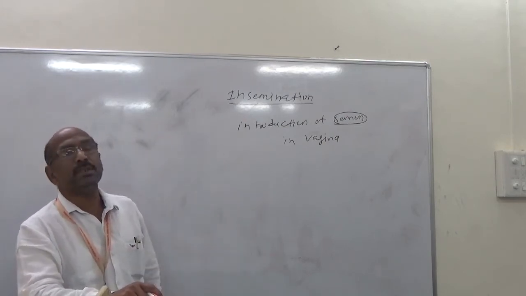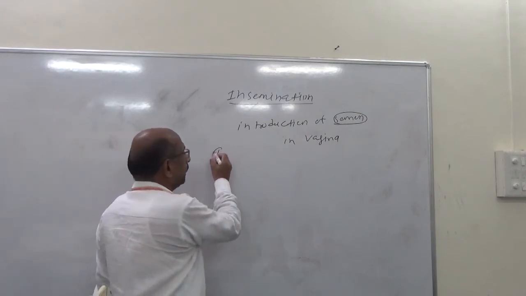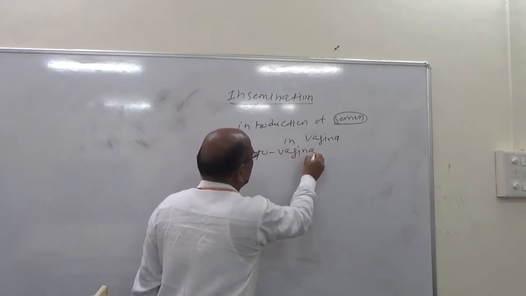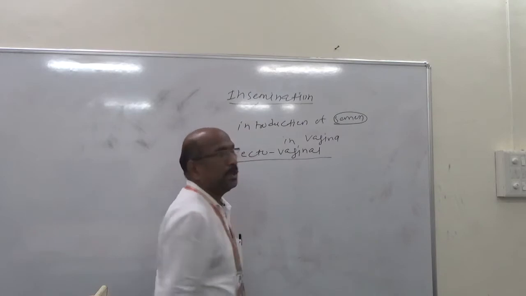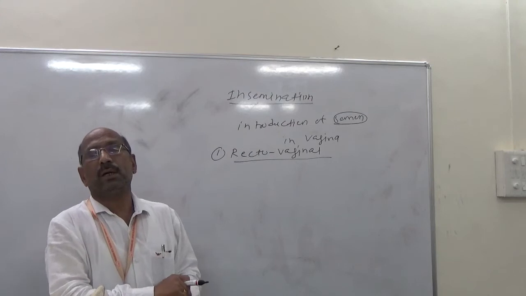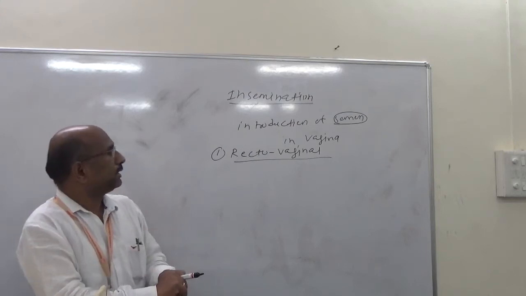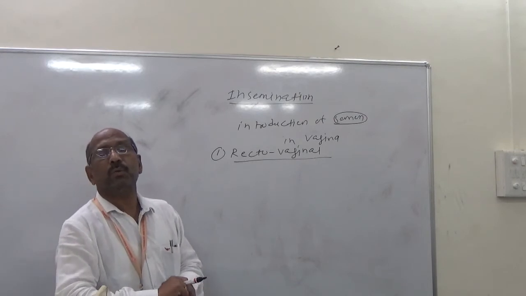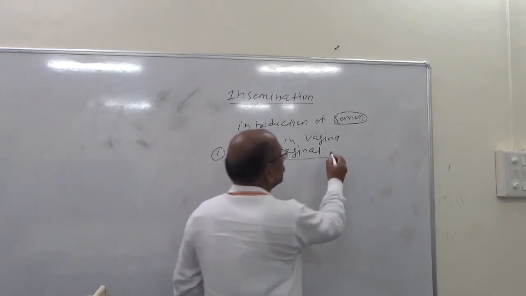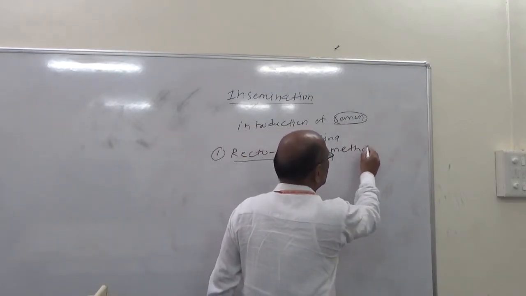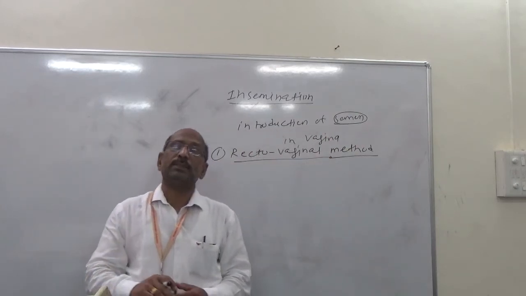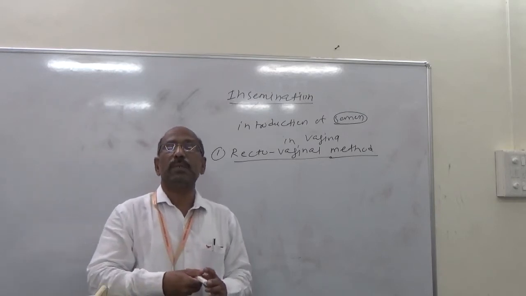So this is the insemination technique by rectovaginal methods. Insemination means the introduction of semen into the vagina by artificial or natural means. Why is it called the rectovaginal method? Because at the time of insemination, the rectum as well as the vagina are used for the insemination purpose.